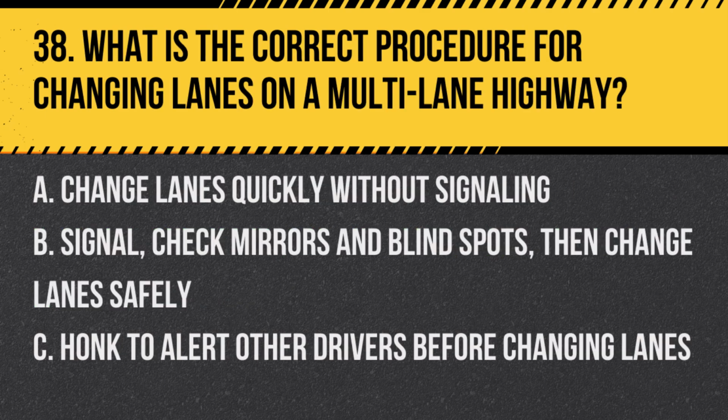Question 38. What is the correct procedure for changing lanes on a multi-lane highway? A. Change lanes quickly without signaling. B. Signal, check mirrors and blind spots, then change lanes safely. C. Honk to alert other drivers before changing lanes. Answer: B. Signal, check mirrors and blind spots, then change lanes safely. This ensures a safe lane change.